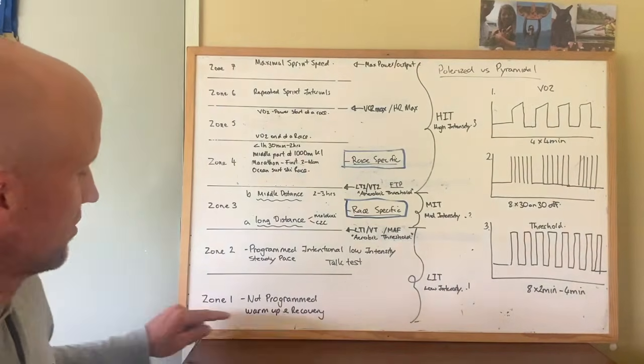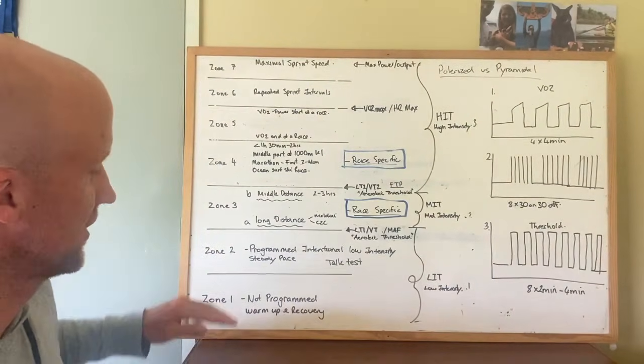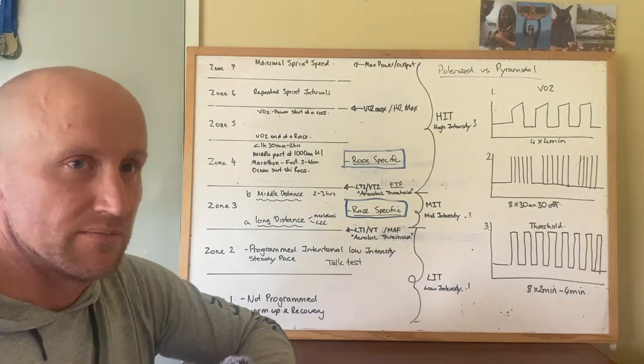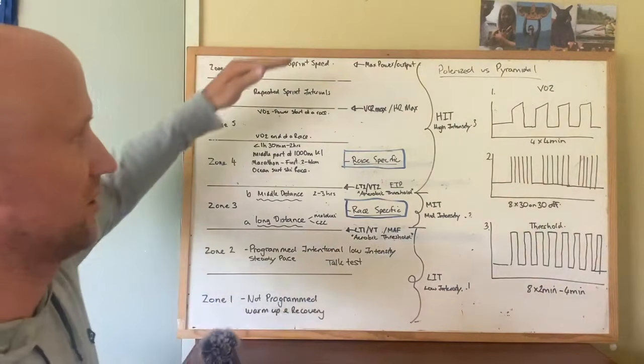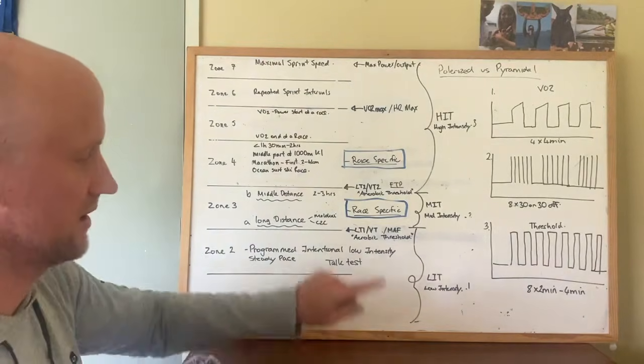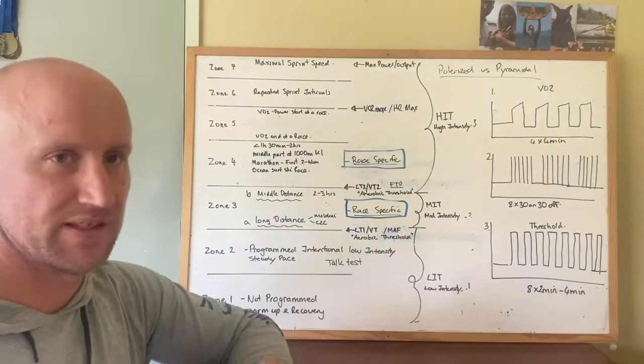Interestingly, when we talk about zones, we go from a low intensity to a high intensity. And when we talk about energy systems, we generally talk about that from a high intensity to a low intensity. So what's really important to realize with aerobic metabolism is it has a metabolic lag.